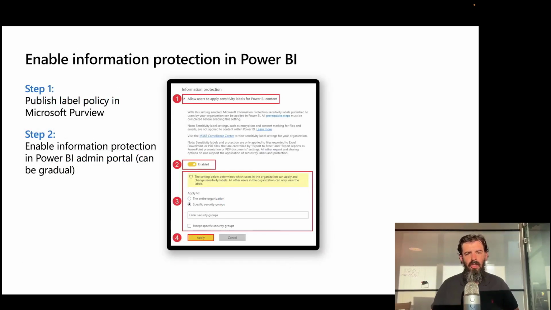To enable information protection in Power BI, once it's enabled in the Microsoft Purview Compliance Center, the Power BI admin can enable information protection in the Power BI admin portal. It can be enabled for the entire organization or gradually to support your information protection rollout strategy.